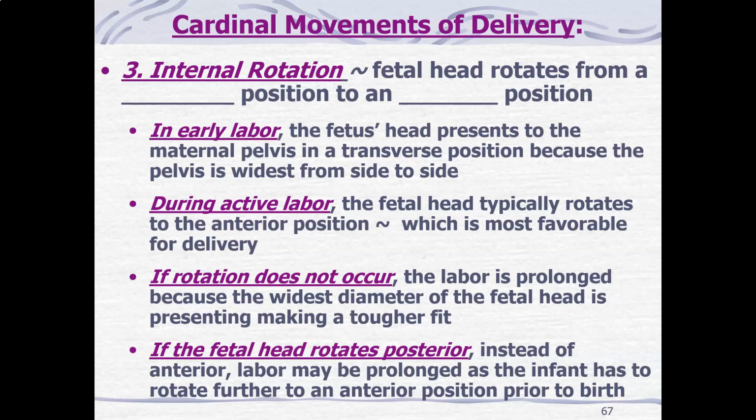If the rotation does not occur, the labor will be prolonged because the widest diameter of the fetal head is presenting, making it a tougher fit. If the fetal head rotates posteriorly, so again, that's occiput posterior, OP, or sunny side up, instead of anterior, the labor may be prolonged as the infant has to rotate further to an anterior position prior to birth.